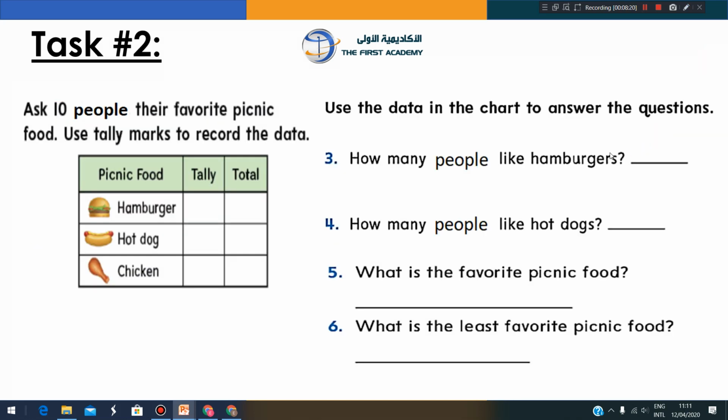And for the next task, you also have to ask 10 people about their favorite picnic food. Do the same thing. If you don't have 10 people in your house, you can call your friends and family to ask them the same question. And then you use the data to answer these questions right here.